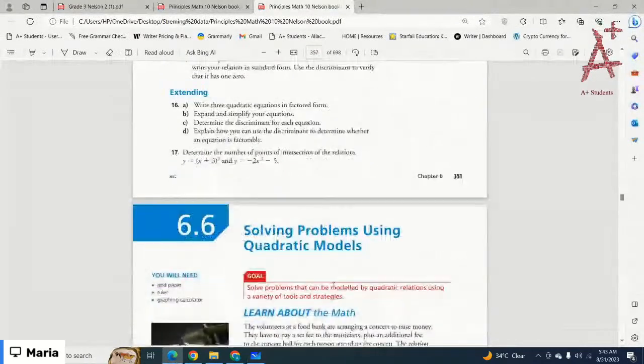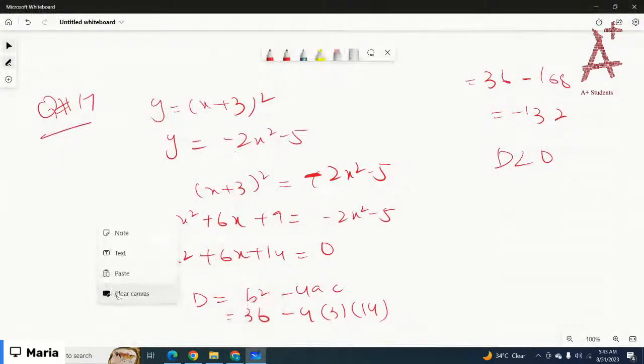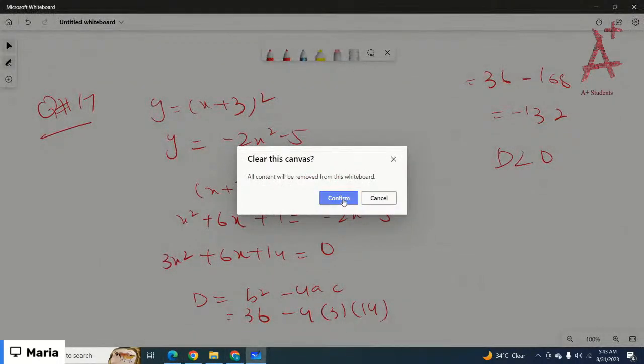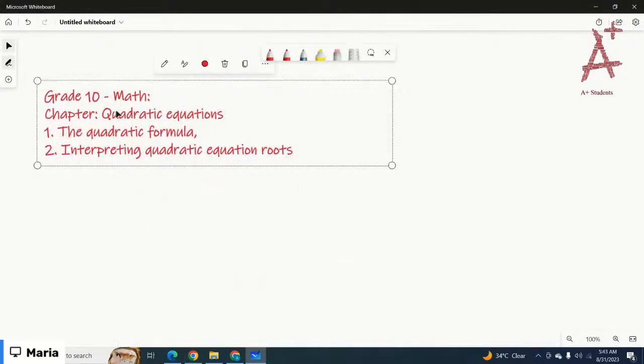Okay, we are done with lesson 6.5 also. So we were working on grade 10 math. The chapter we're working on is quadratic equations. The lessons we have covered today are the quadratic formula and interpreting quadratic equation roots. So please make sure before the next session you complete all the questions I skipped.